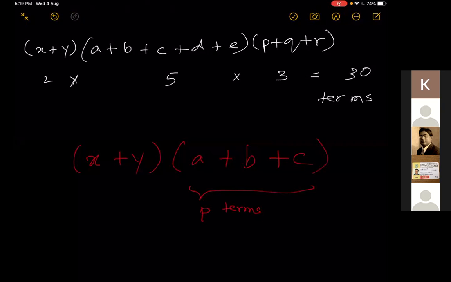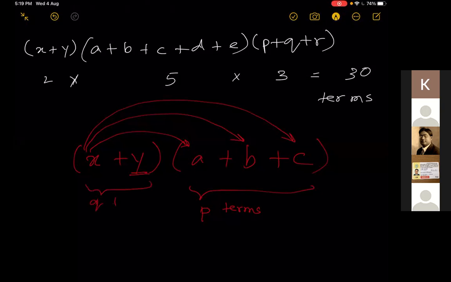One term will be ax, one will be bx, then cx, dx, and so on. Understanding? Like, x is getting multiplied with this, with this, with this, with everyone. Now if I am y, the same thing will happen with me. So if this bracket has q terms, then each term will have p terms in the multiplication. So there will be pq terms in the multiplication.